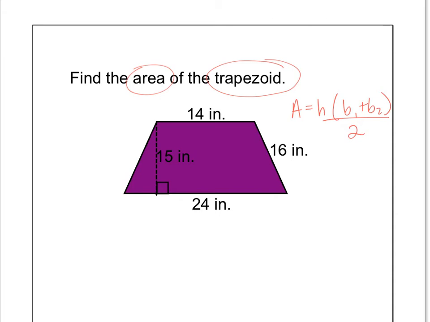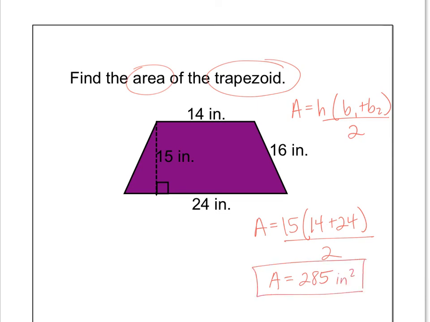We have one extra number that we will not need to use. The height is the 15. It's the dotted line. The bases are the two sides that are parallel, so the 14 and the 24. And then it's divide by 2. And then you're going to have to type this into your calculator. So I type it in just like it looks with the parentheses. And when I do that, go ahead and pause the video if you want to practice typing that in. I got 285, and it would be inches squared.